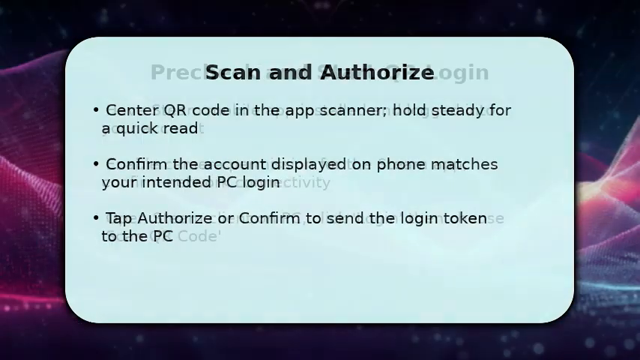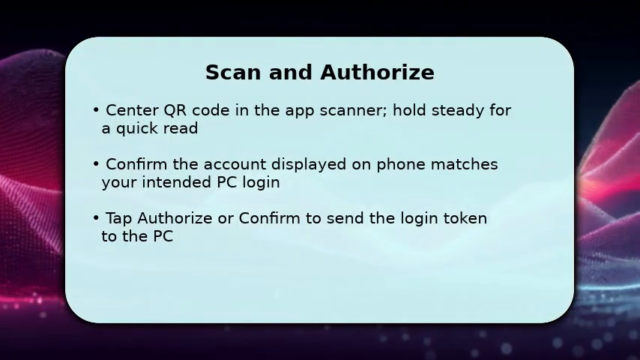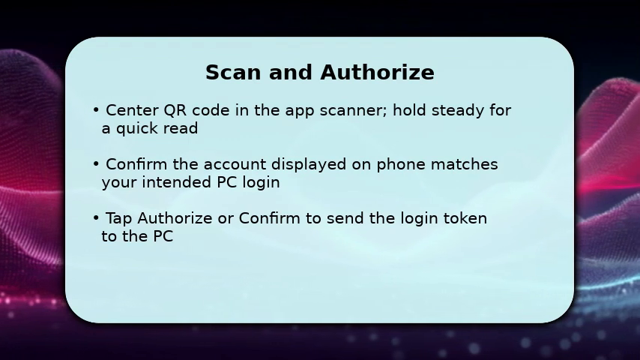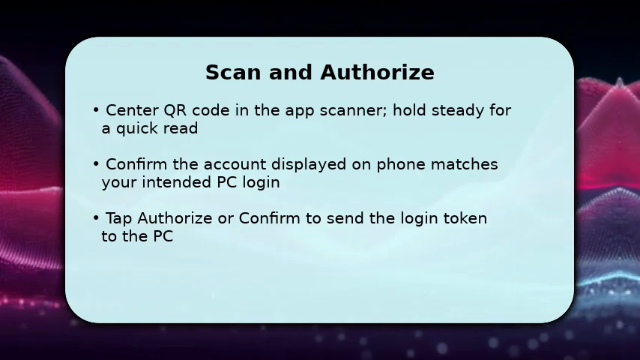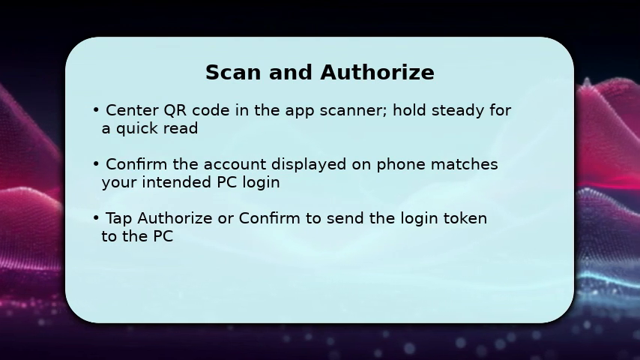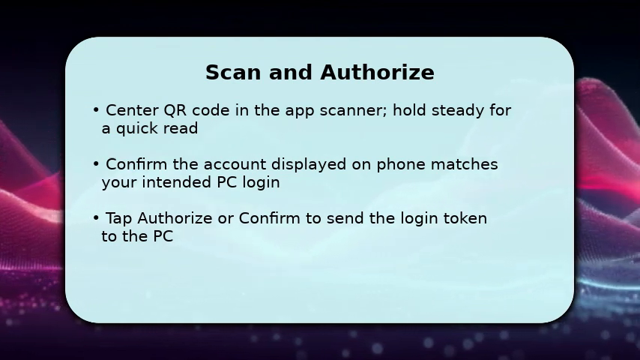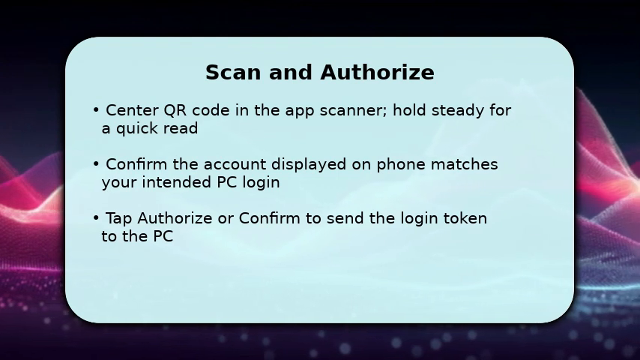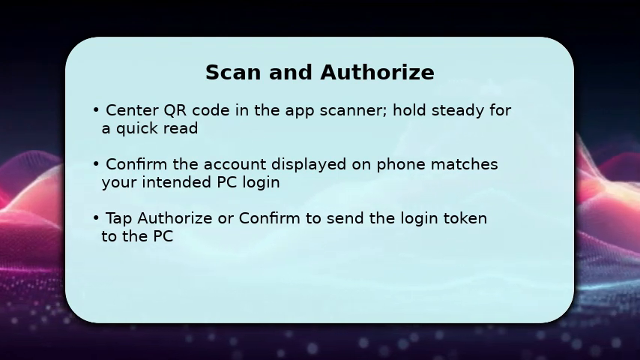You'll see the account name before finalizing. Check that the account shown matches the one you want on the PC. This prevents accidental logins. After you verify, tap Authorize or Confirm on the phone. Steam then exchanges the token with the client and creates a secure session.